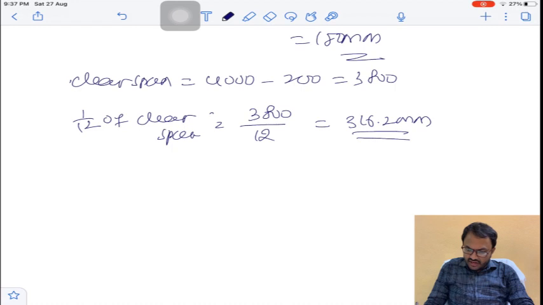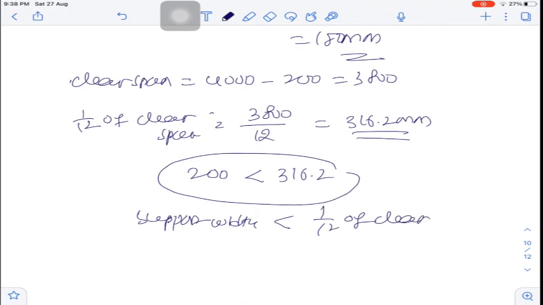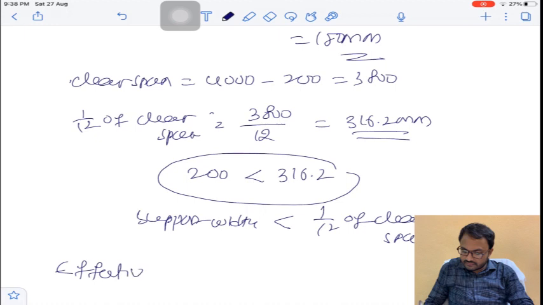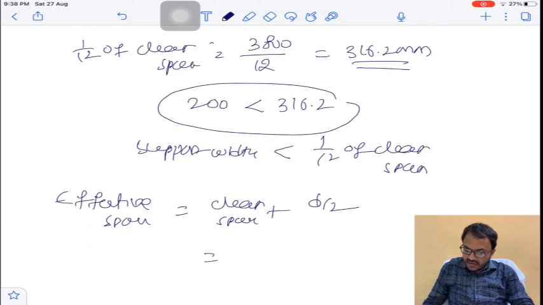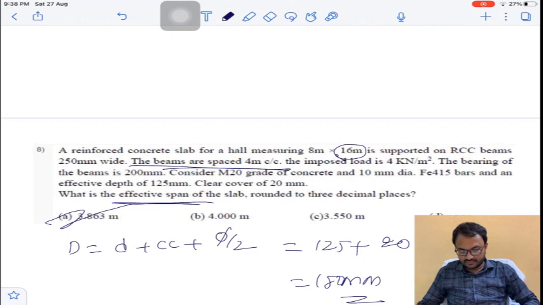Now, width of the support is 200. This is less than 316.2, that is 1/12. So support width is less than 1/12 of clear span. So if this condition is satisfied, effective span will become clear span plus half of effective depth. Clear span is 3.8. Effective depth is 0.125, divided, 3.863. So you will get answer A for question number 8.